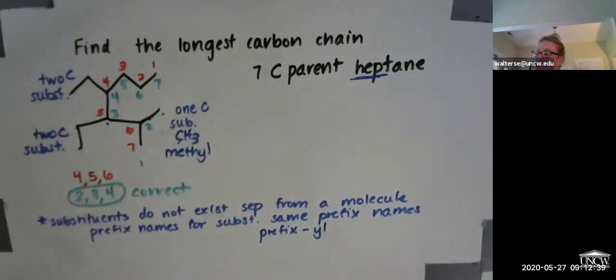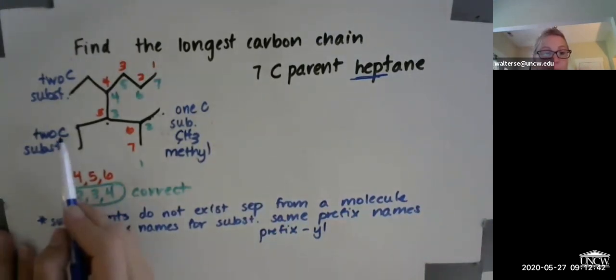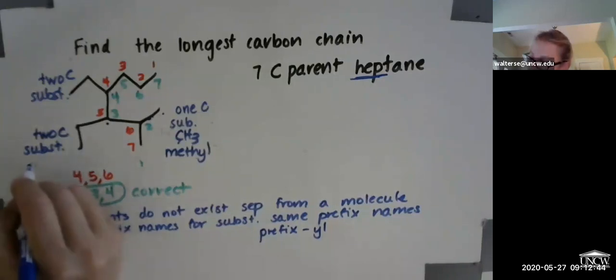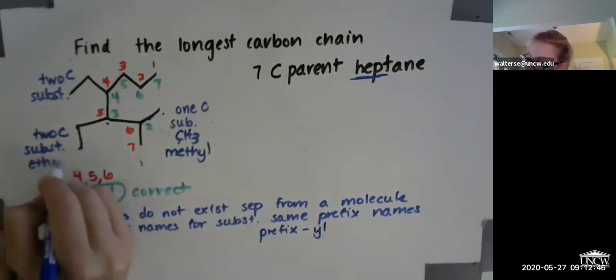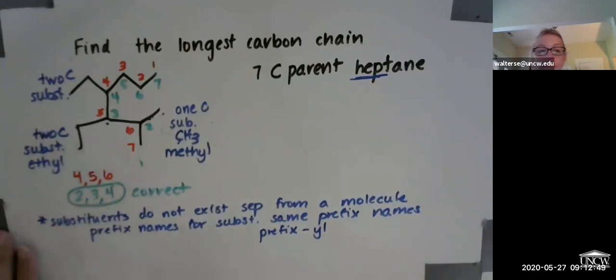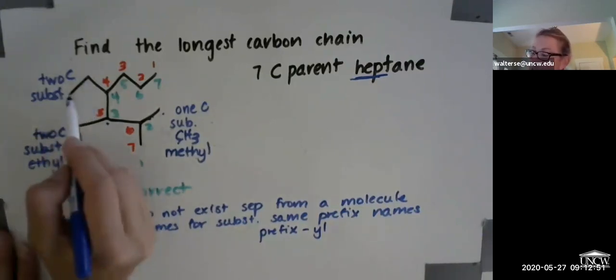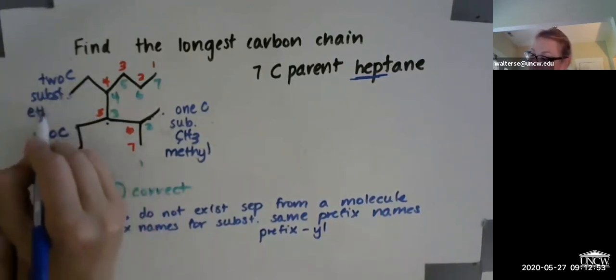Okay. For 2 carbon substituents, the 2 carbon prefix is eth, then a yl. There's 1 carbon here, 2 carbons. This is also an ethyl.